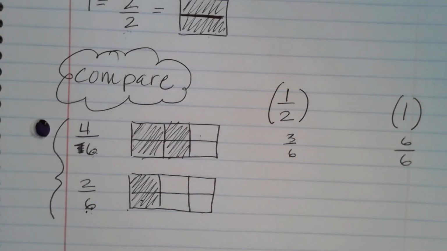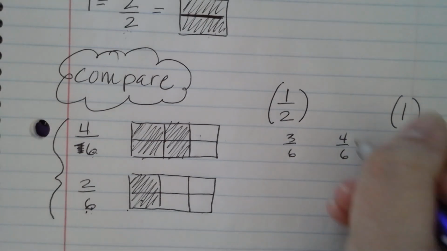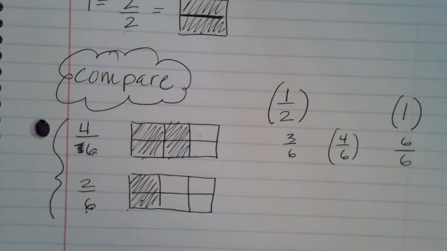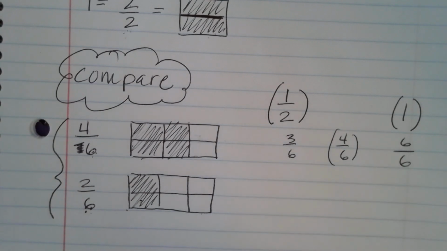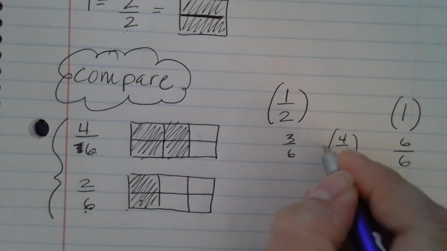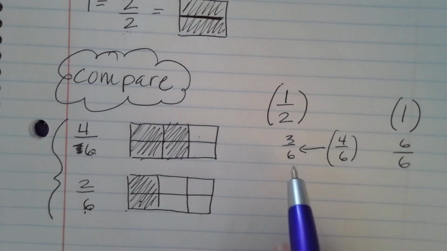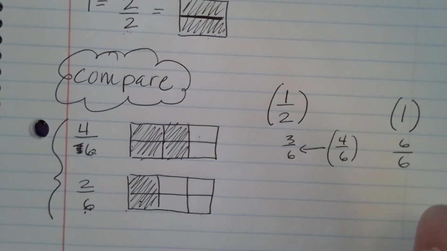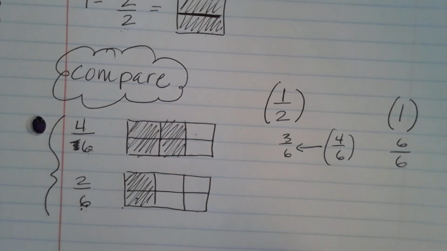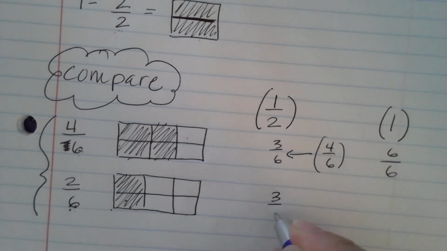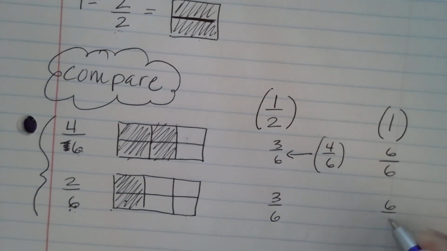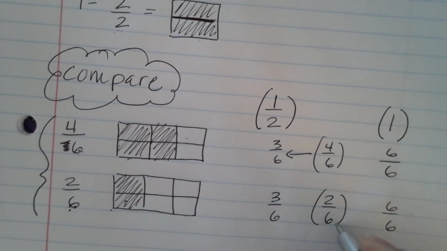So if I put 4/6 right here in the middle, is 4/6 closer to 1/2 or 1 whole? 1/2. Yeah, it really is, because it's only just 1 away. So you would say, okay, this is about half. It's a little bigger than half, right? So now if I do the same thing with 2/6, I'm just going to write this again. Here's 1/2 and here's a whole. Now I'm going to put that second fraction, 2/6, here in the middle.